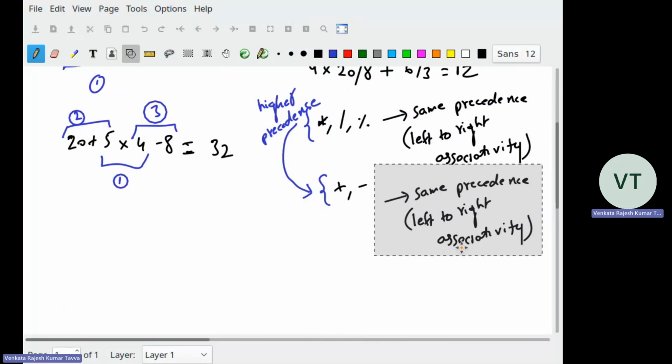Whenever you have multiple operators, first classify them according to their precedence. These operators have a higher precedence than these operators. Again, these operators have a higher precedence than these operators, and so on. Now within this group of same precedence operators, check whether they have left to right associativity or right to left associativity. Based on that, you calculate.